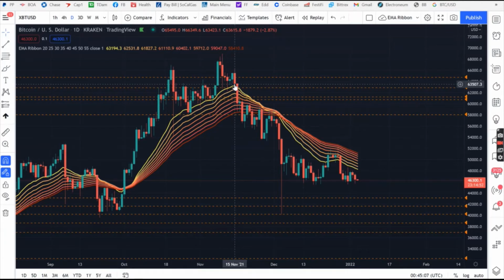So that's a $23,000 gain just off of this one indicator. Just watching the yellow curl up and then curl back again. I love it. EMA ribbon. You gotta have this on your charts.